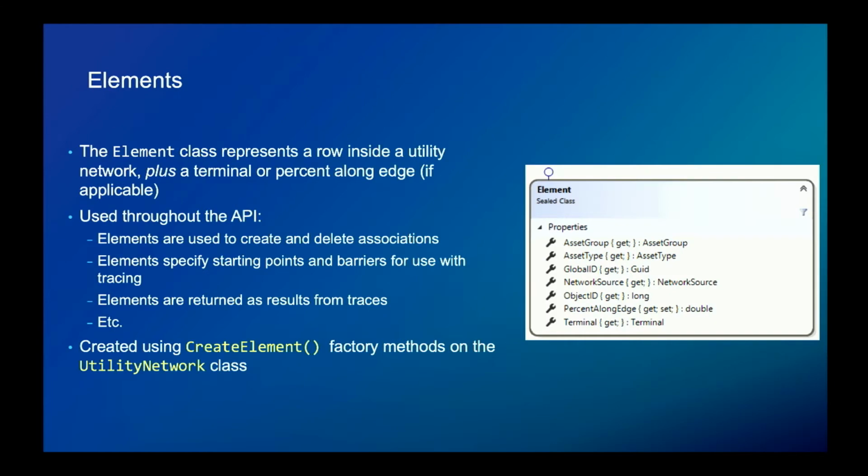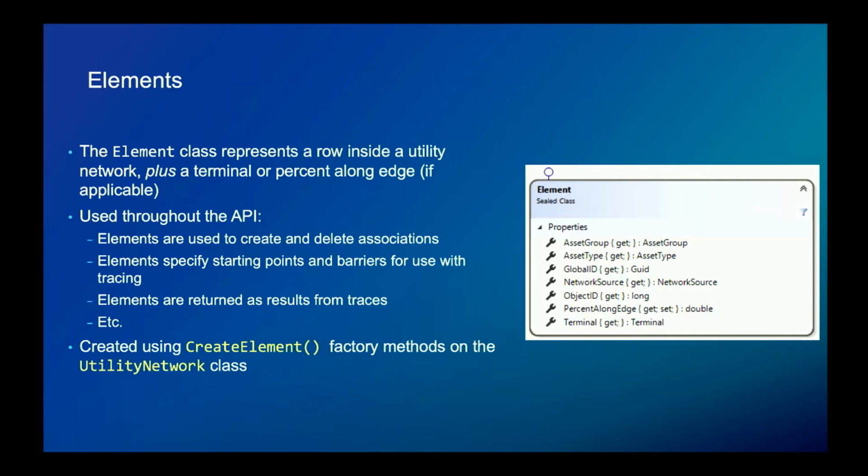Element. Element is essentially a row inside the utility network plus either a terminal or a percent along an edge if applicable. So it's a little bit more than a feature, right? So you can use these to create and delete associations. So if you want to create a structural association between a pole and a transformer, you just have one element for the pole, one element for the transformer, and you pass that into the routine.